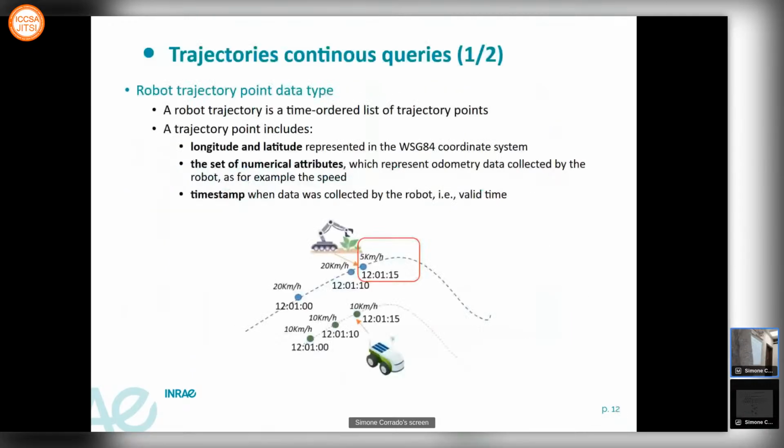So the idea is how we implement this kind of thing in our system. The first step is to define what a robot trajectory is, and it is quite simple. It is x, y coordinates, a set of numerical data that can be odometry, the speed, the time, the steering angle, and the timestamp. Here you have two robots like that.